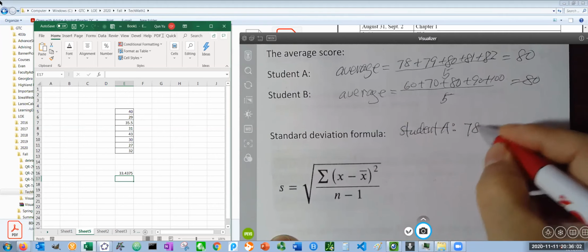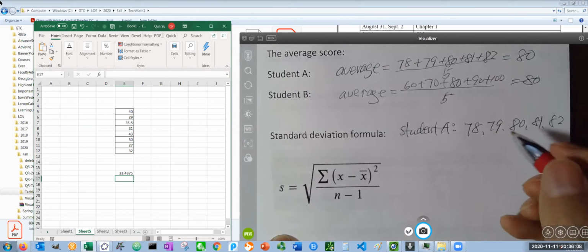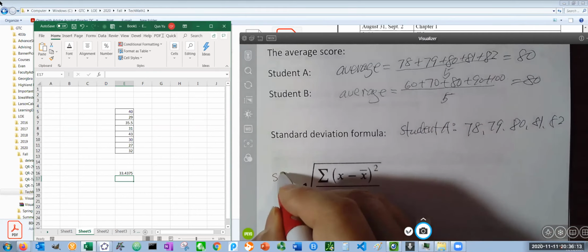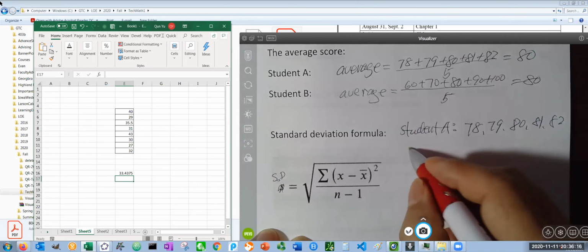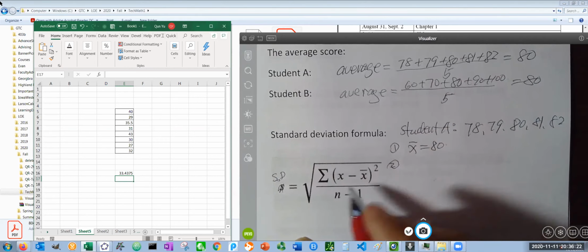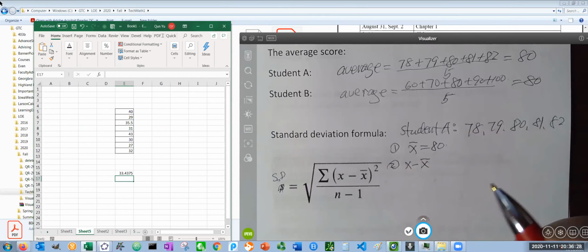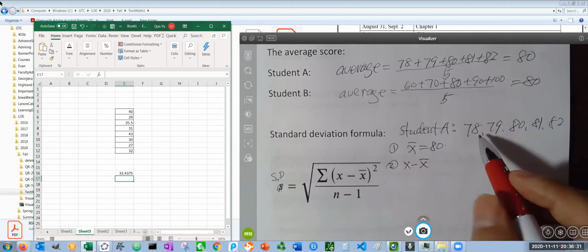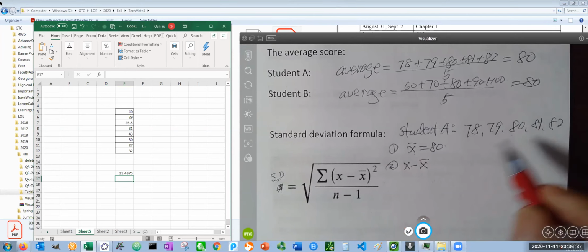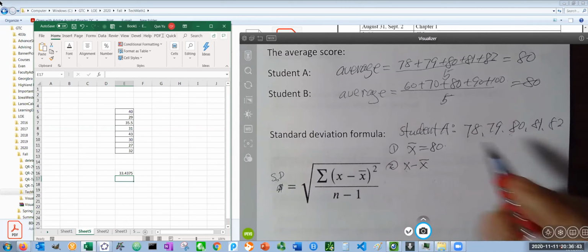Numbers are 78, 79, 80, 81, 82. We already know the average is 80, right? Because the average is part of the standard deviation calculation here. Now the average is 80, we already know that. Now step 1. Step 2, you use each individual data point in the data set to subtract this average. What is X? X represents the data set, all of these numbers, one by one. That means X equals 78, X equals 79, X equals 80, and so on. So let's do the subtraction.